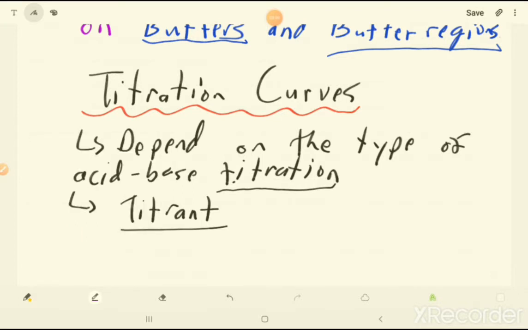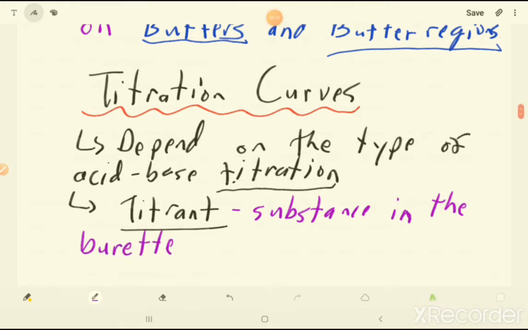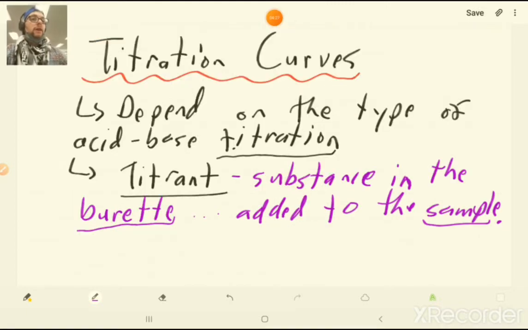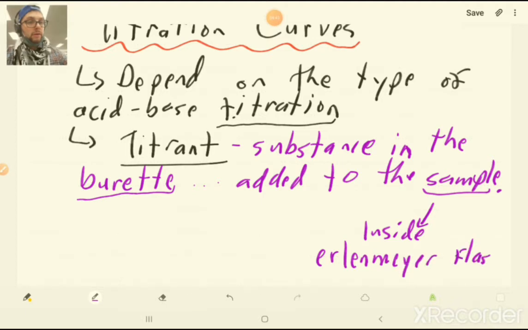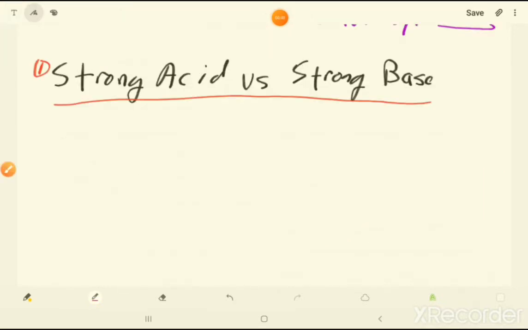And remember, the titrant is the substance in the burette, and it's added to the sample. And remember that the sample is the substance inside the Erlenmeyer flask. The other factor that influences the titration curves are the types of titrants and samples inside the burette and the Erlenmeyer flask, and in particular, what kind of acids and bases we have titrating against one another.